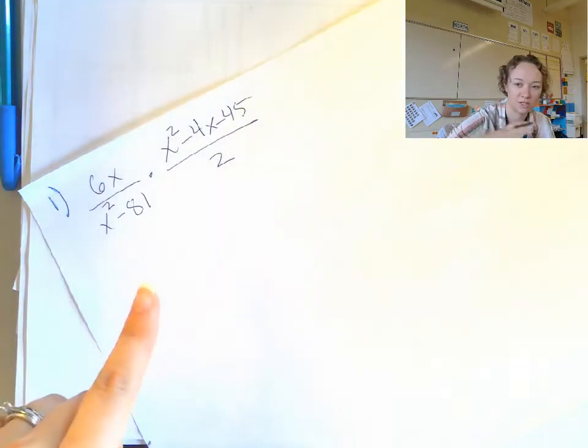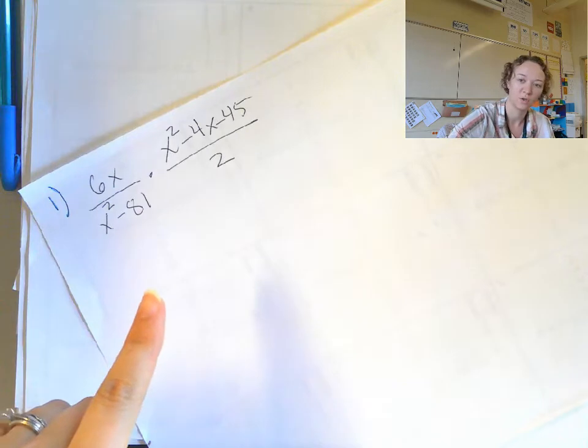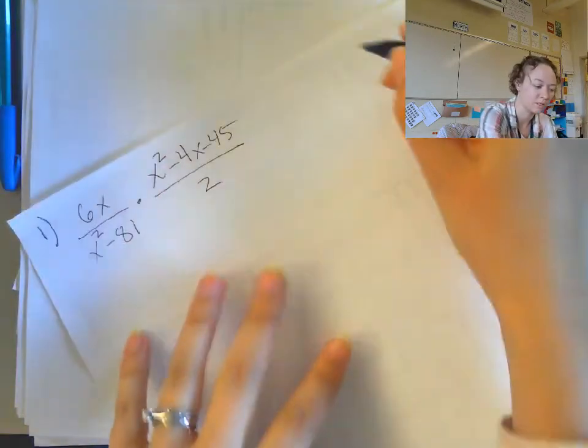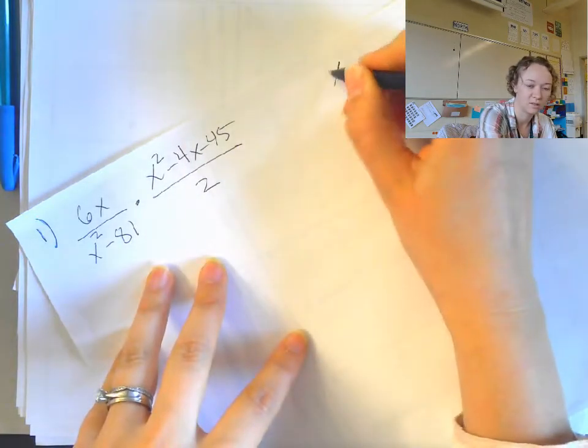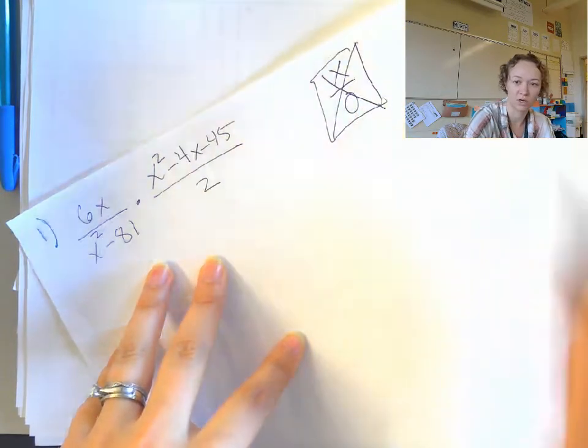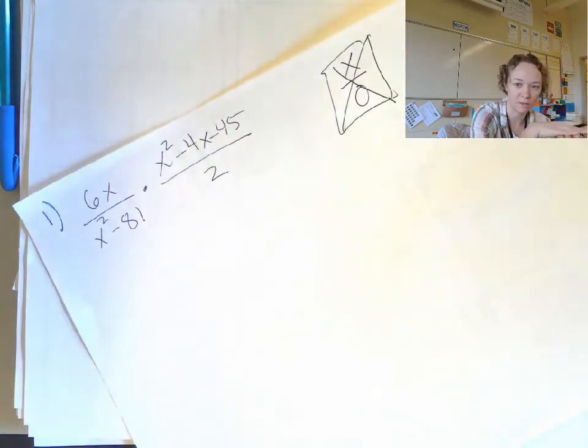So the point of these is to simplify them and then figure out which values would be restricted in the domain. They seem like they would work, but they wouldn't because you canceled something out that would have made a zero in the denominator, right? Anything divided by zero doesn't work. So we're just trying to figure out what would make zeros in the denominator.